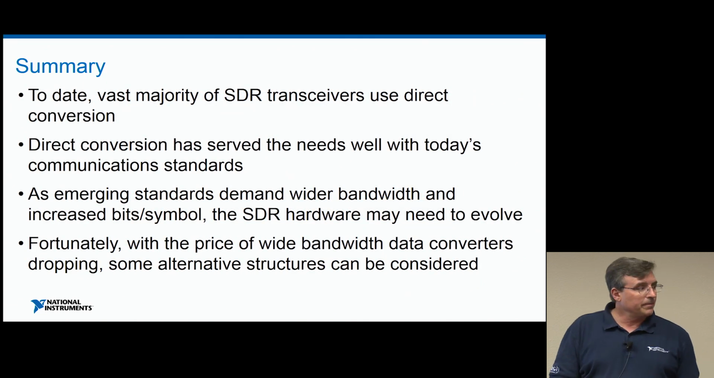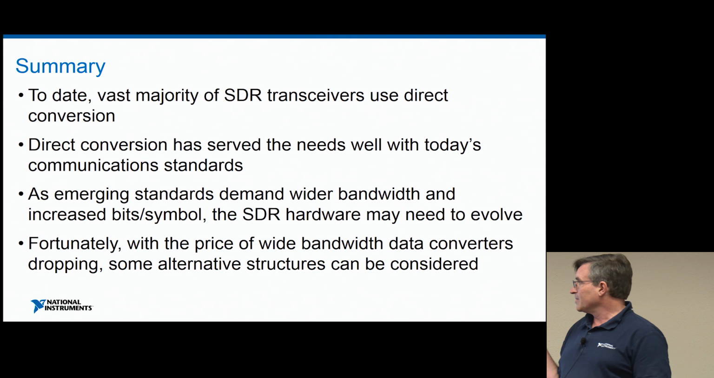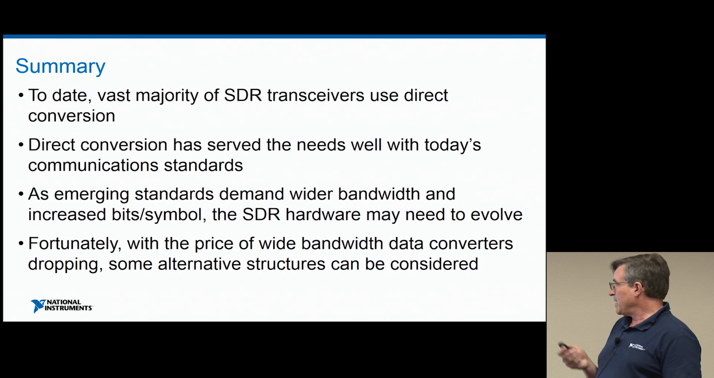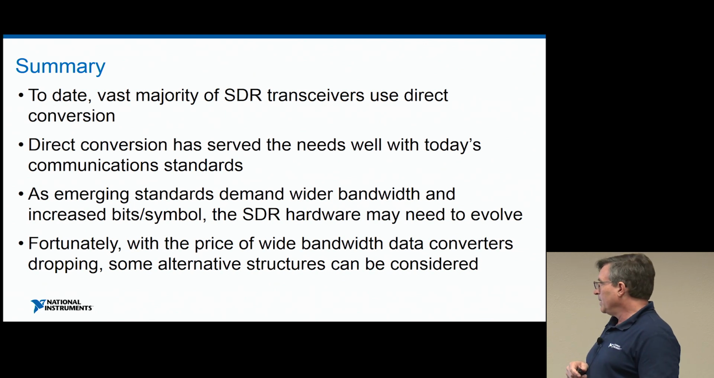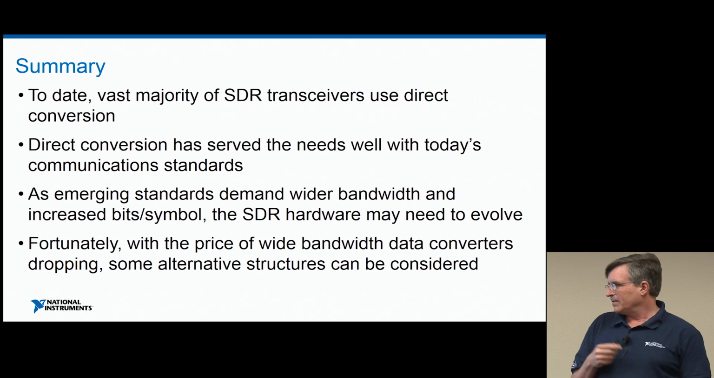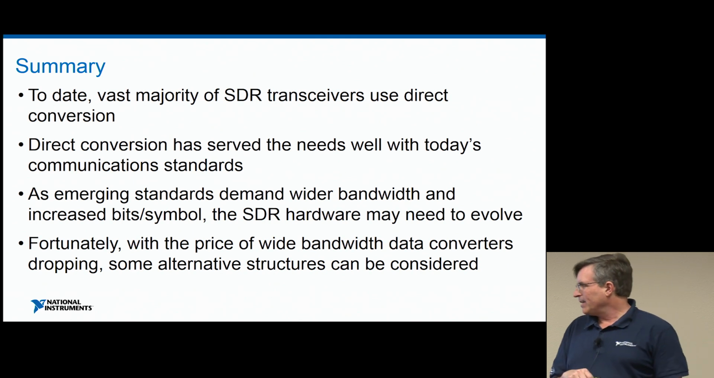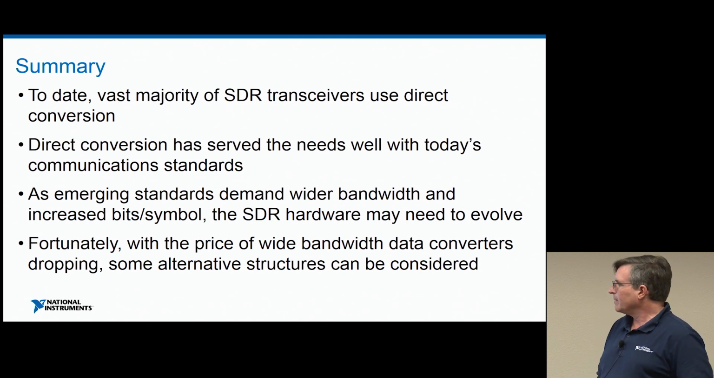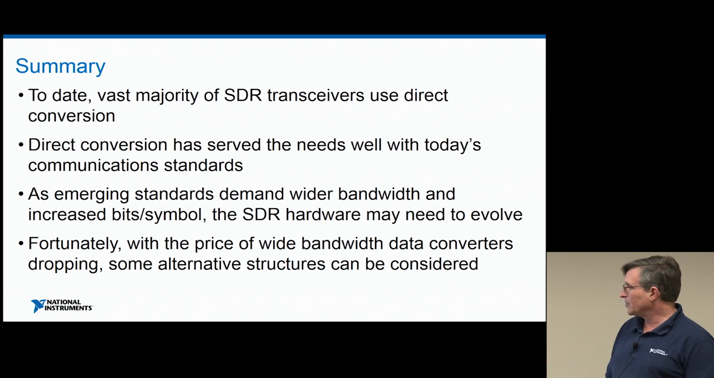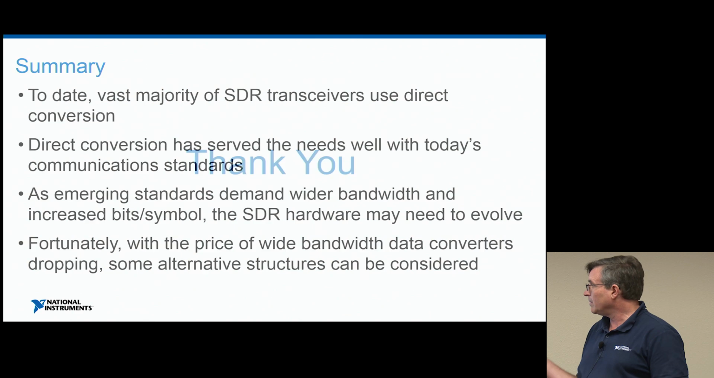All right, so the summary. To date, the vast majority of software-defined radios use direct conversion, and it's done well for today's needs. But as the emerging standards have a lot more demands on the bandwidth as well as increased bits per symbol, it's quite possible that the SDR architecture might have to evolve. But the fortunate thing is I'm starting to get parts that make it not such a cost burden. And I've got a couple different ideas to choose from depending on what the measurement needs are. And that's all I have.